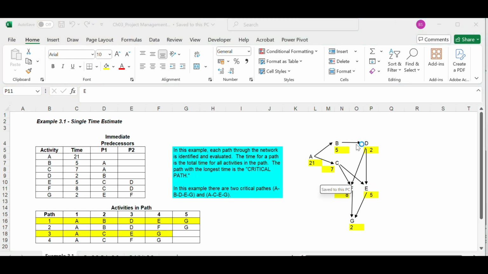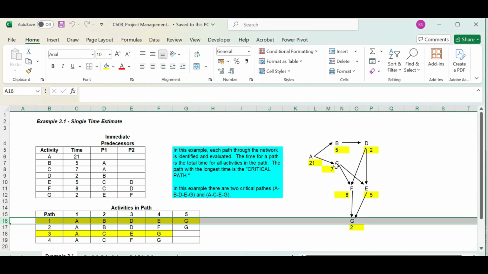Once we have this network diagram that we prepare, then we can form how many paths there are in this network diagram. For example, how many loops are there? Sorry, how many paths are there? For example, here A, B, D, E, G is a path. See, the first path is A, B, D, E, G. Next path is A, C, E, G.